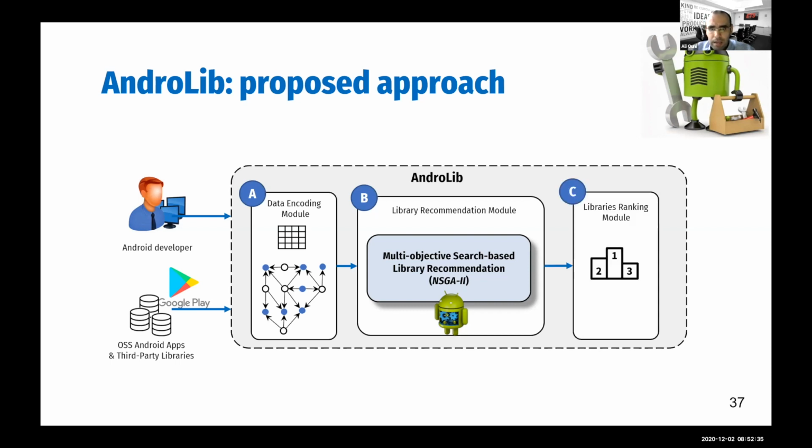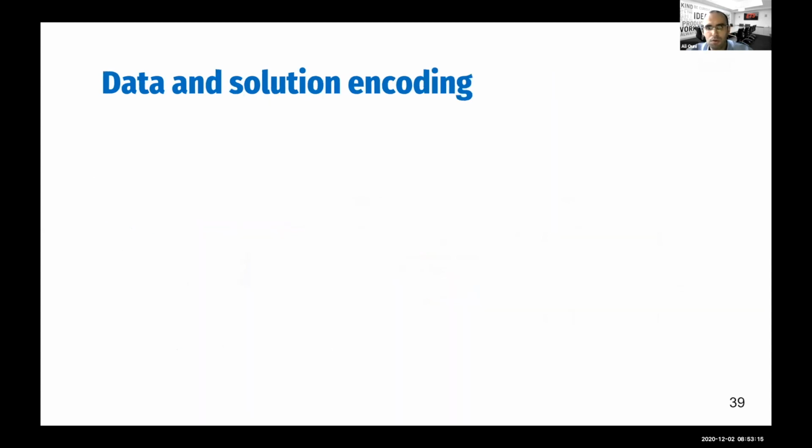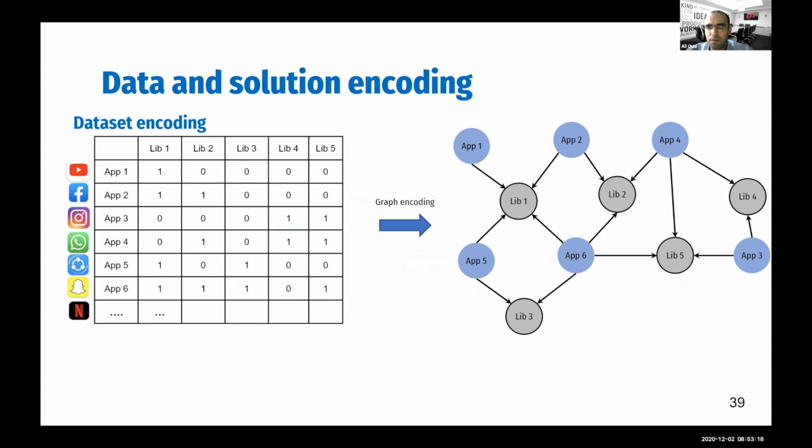The search algorithm will return a set of libraries that are considered optimal, and we use a ranking module in order to rank them. Then these libraries will be returned to the developer. I will not be entering into the technical details of our technique, as we would like to keep only the high-level, basic idea. We used an algorithm called the non-dominated sorting genetic algorithm, NSGA-II, and we encoded our solutions. First, we encoded the data.